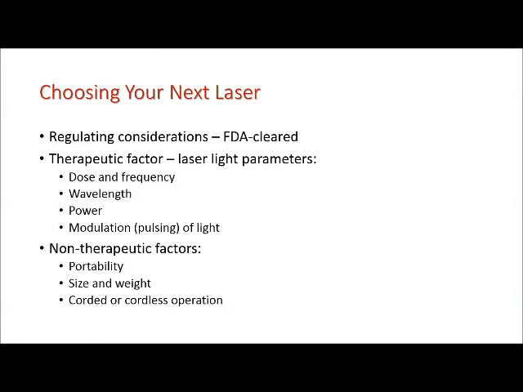Choosing your next laser. To try and conclude, regulation considerations. If it's not FDA cleared, don't consider it. If it is FDA cleared, ask what it's FDA cleared for.